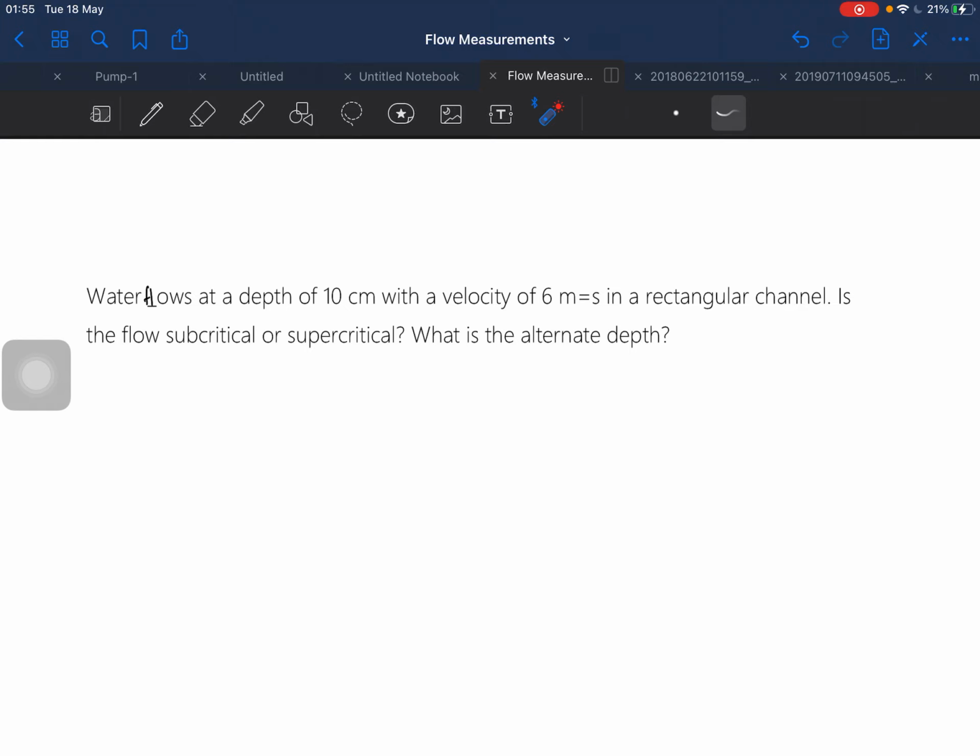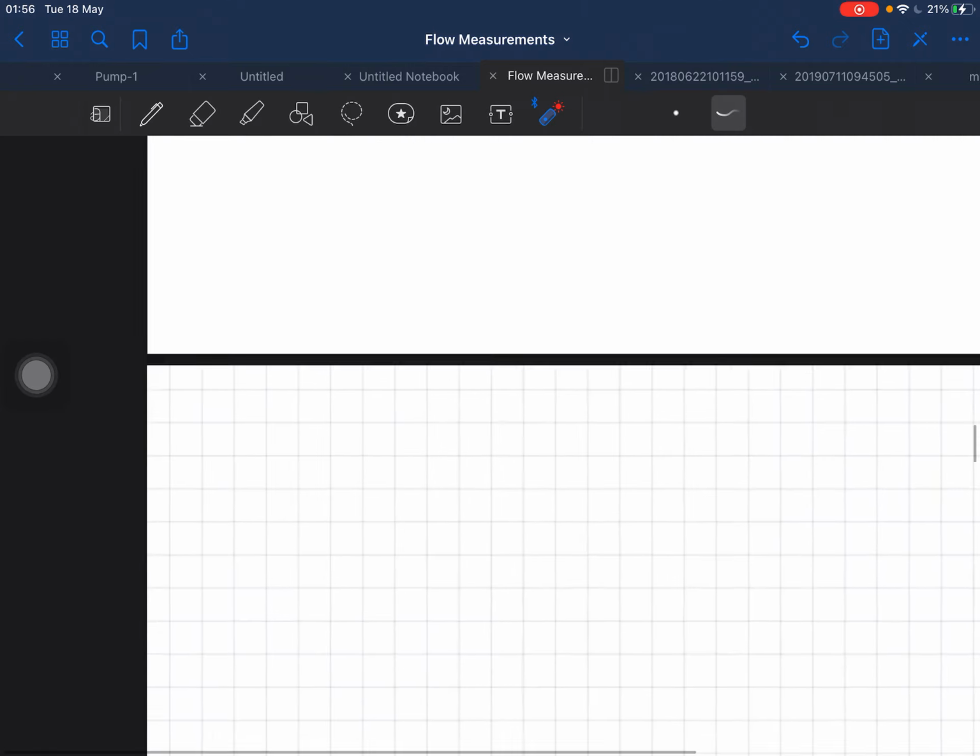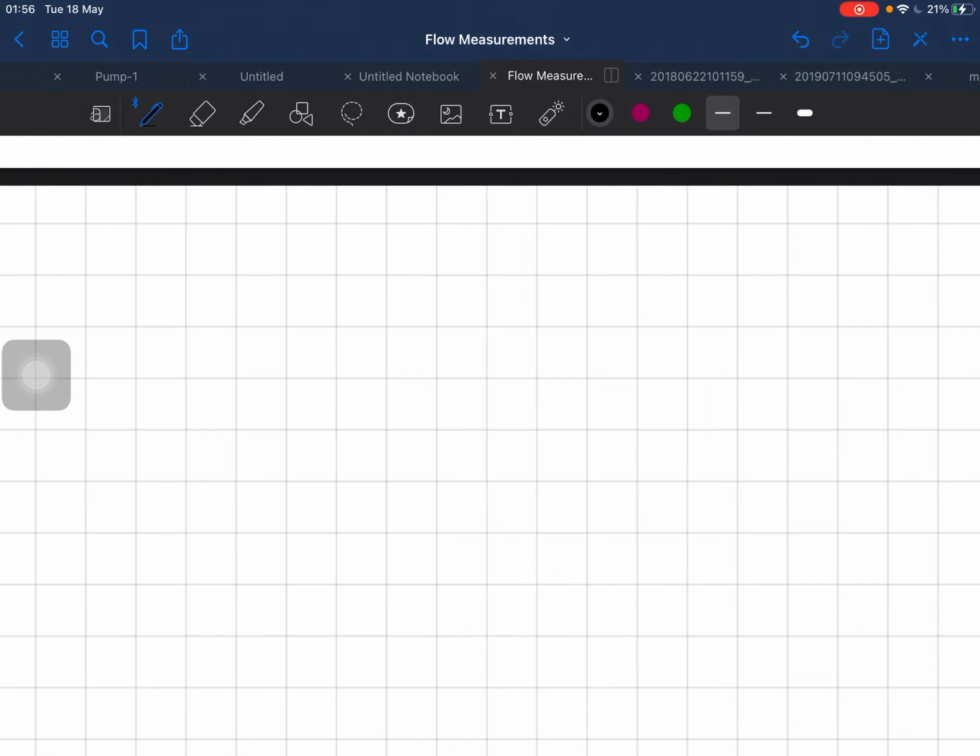Of course, it's the Froude number, right? It depends on whether the Froude number is larger than 1 or less than 1. So now let's check the Froude number together. Let's remember this: the depth is 10 centimeters and the velocity is 6 meters per second.